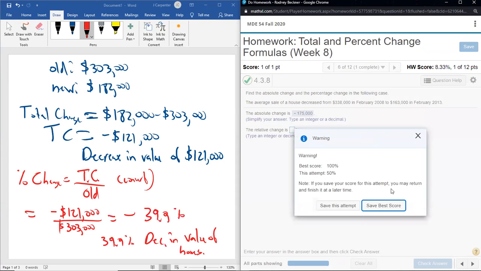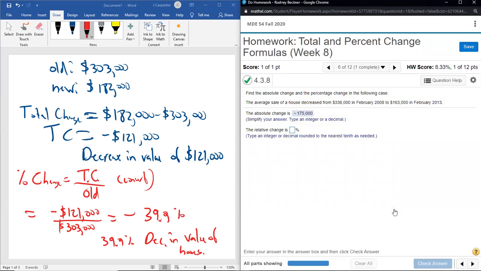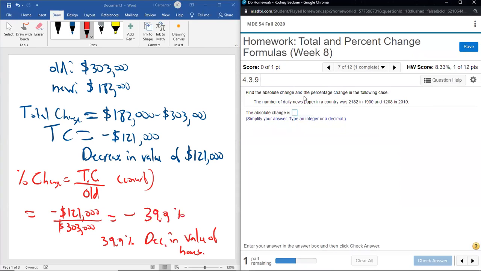Yes, I want to leave the question. Save best score. I don't want to get any bad scores. Find the absolute change and percentage change. So the number of daily newspapers in a country was 2182 in 1900 and 1208 in 2010.